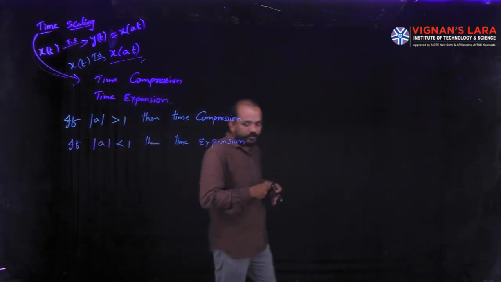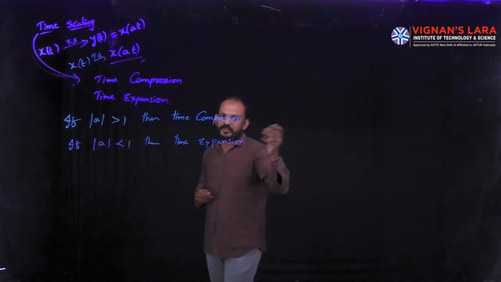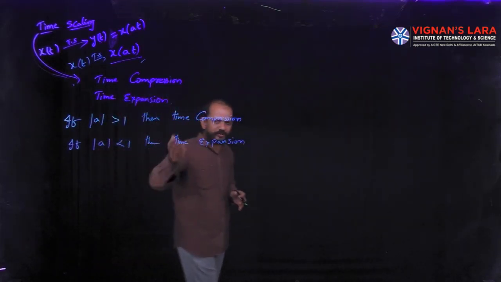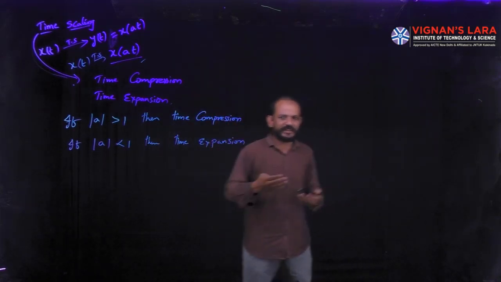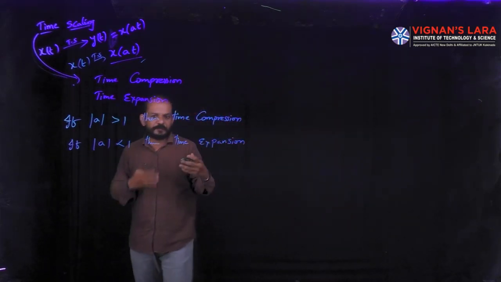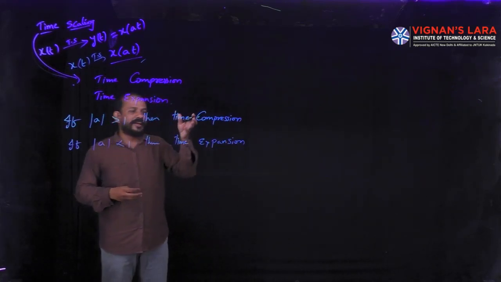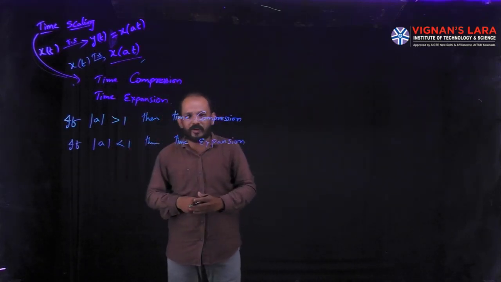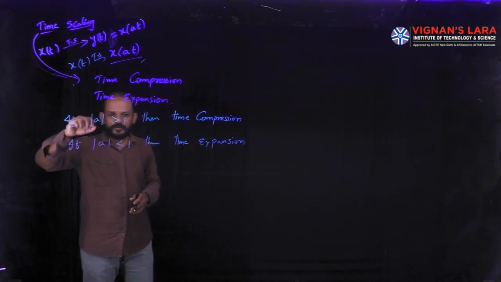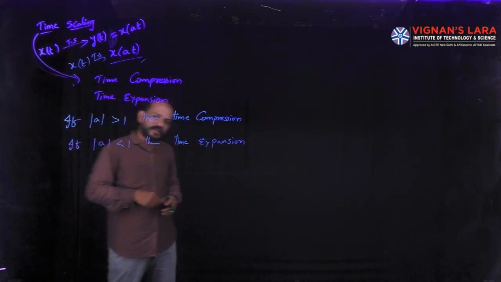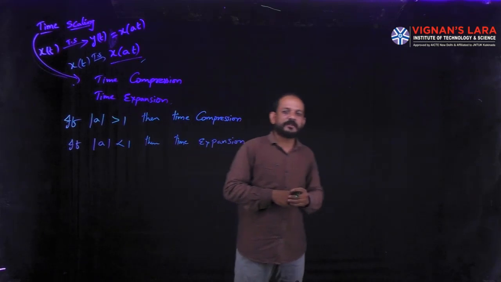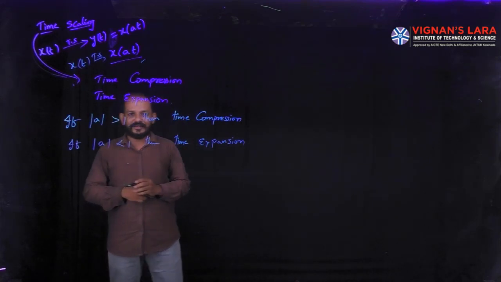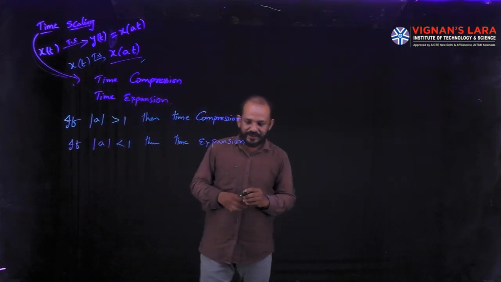Now I have to show you diagrammatic representations for your better understanding. These operations on the signals I will explain with respect to diagrams, with respect to waveforms. The explanation with respect to waveforms will give a clear idea about what the operations are. So for that reason, I am explaining the time scaling also with respect to waveforms. First I have to consider a waveform for the signal x of t.